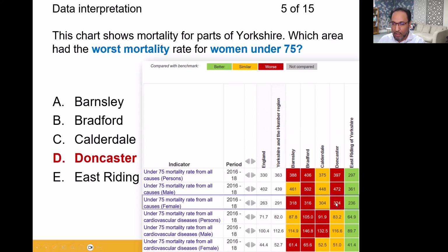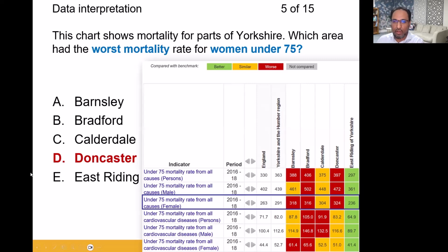Okay. So why might some people have got it wrong? Well, if you looked at the male one, do you see Bradford is worse? If you looked at persons, male and female, Bradford is worse. If you looked at female, but you were looking at cardiovascular mortality only rather than all-cause mortality, then again, Bradford is higher. So is Barnsley. Both are higher than Doncaster. All right. So that's why some people might have got this one wrong.